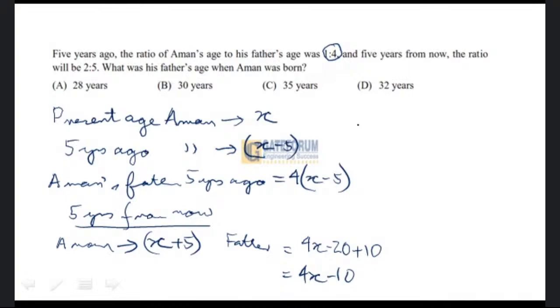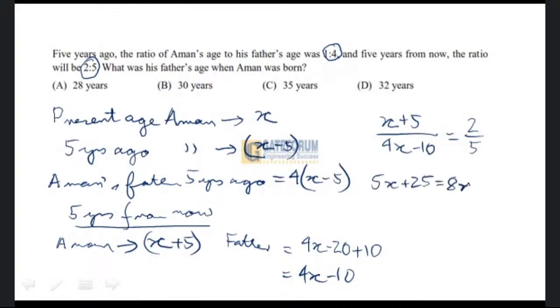So you can say that x plus 5 divided by 4x minus 10 would be equal to 2:5. So we need to solve this for x. Cross multiplying, it is 5x plus 25 is equal to 8x minus 20. Bringing this side and that side, we get 3x equal to 45, and hence x equals 15.